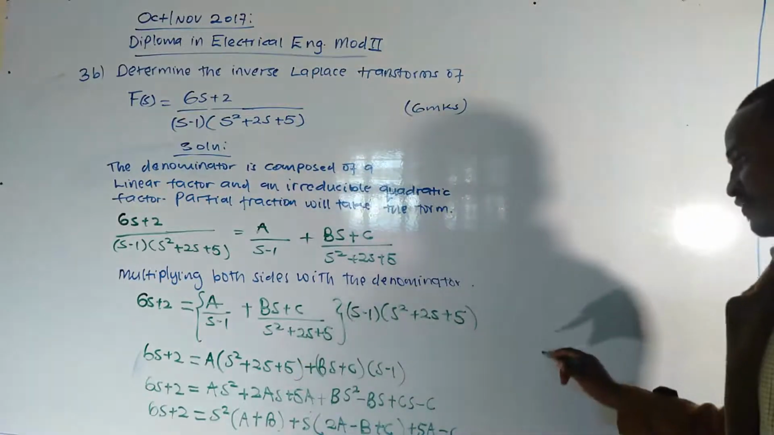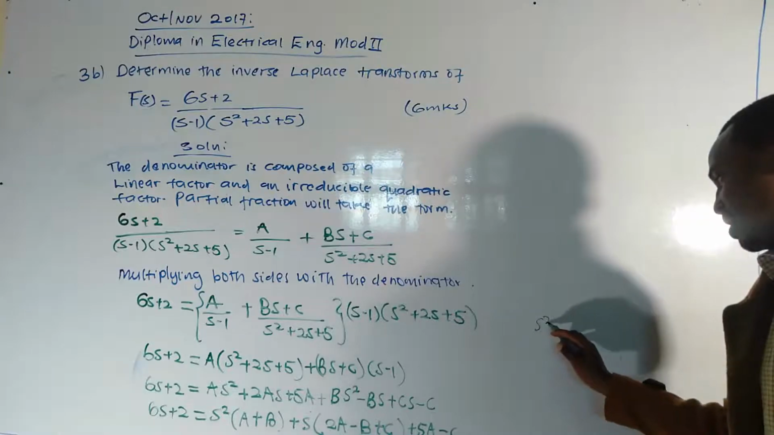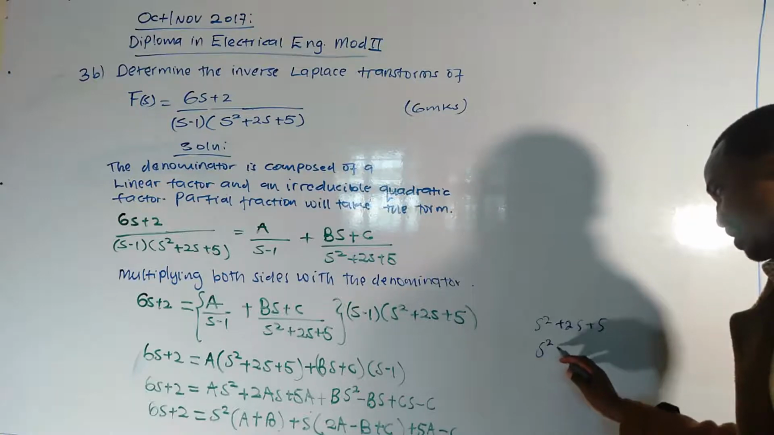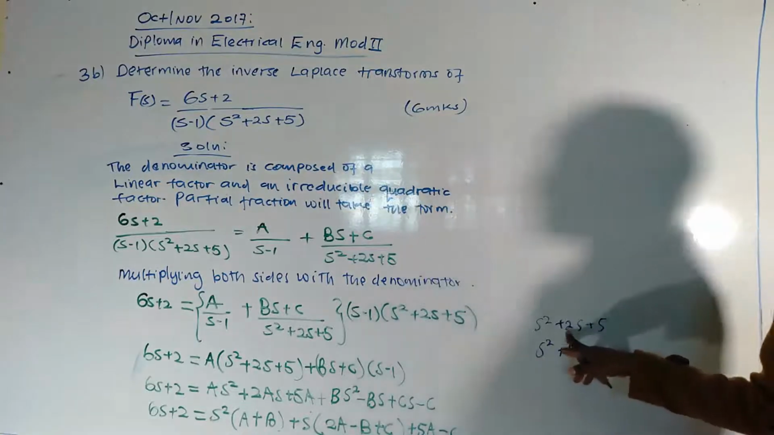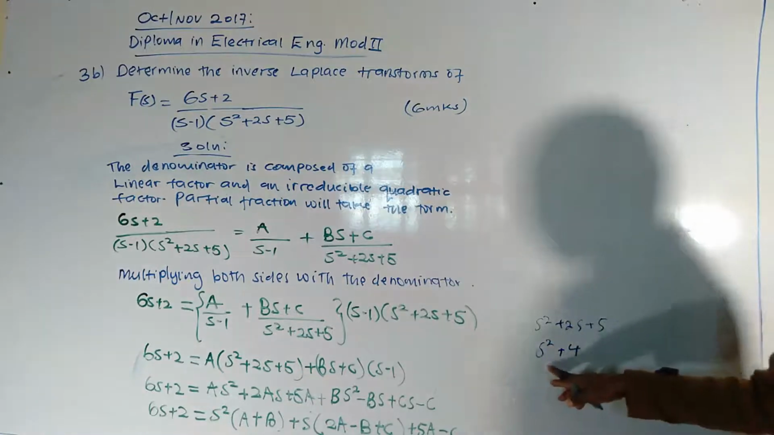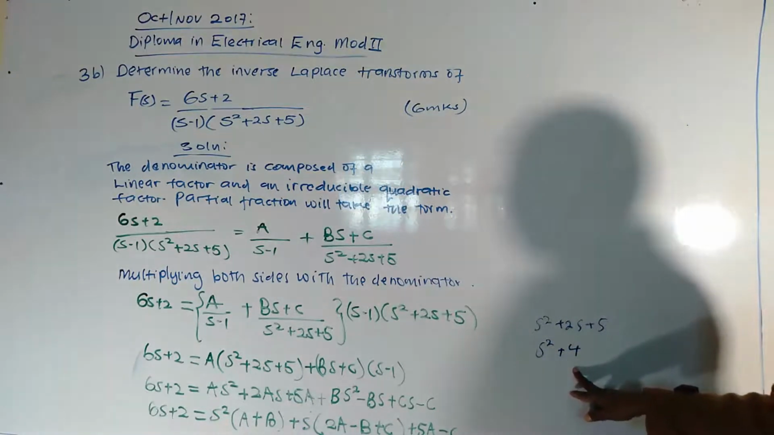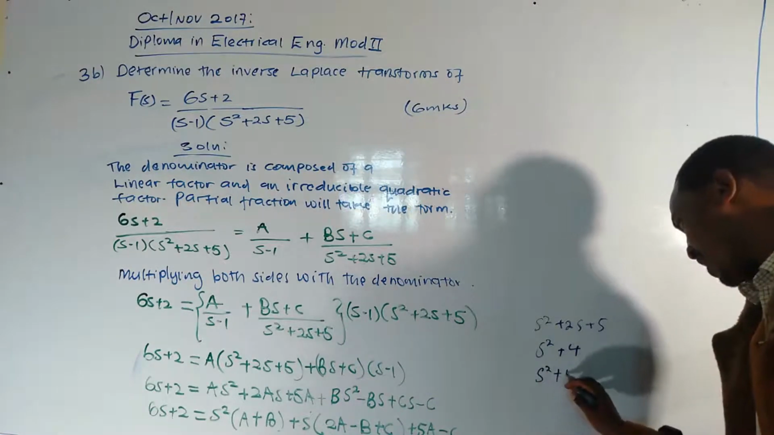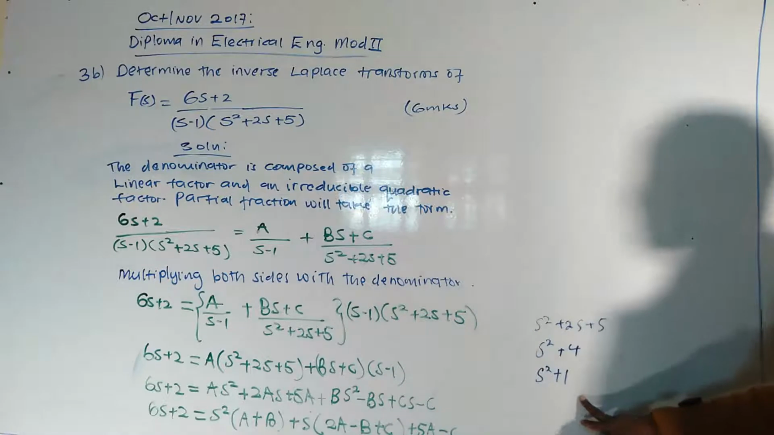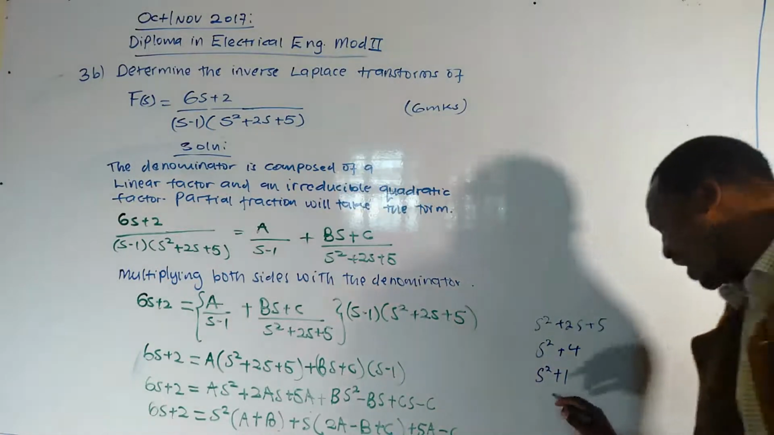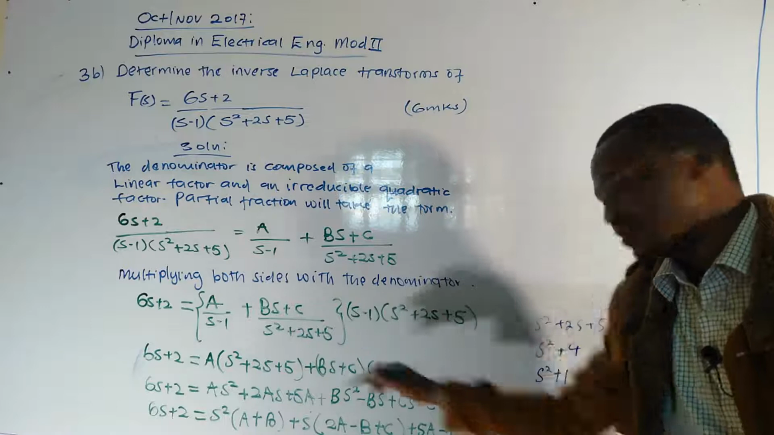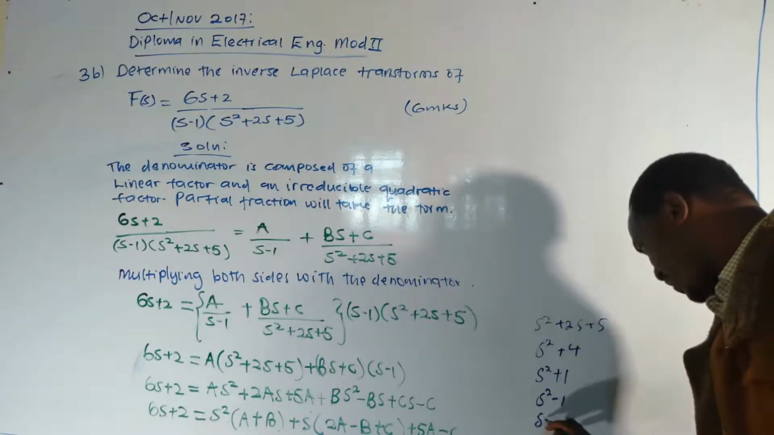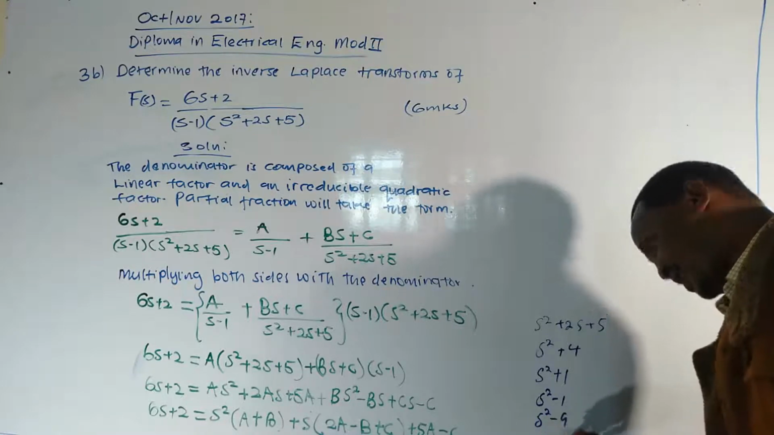For example, instead of having s squared plus 2s plus 5, you could have something like s squared plus 4, where the middle term is 0. This one is still an irreducible quadratic factor. Or you can also have s squared plus 1. It's also an irreducible quadratic factor.